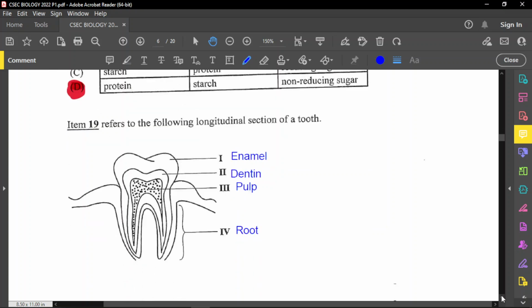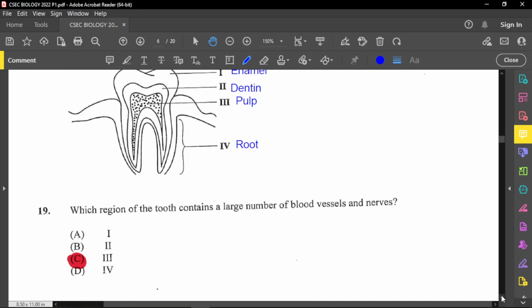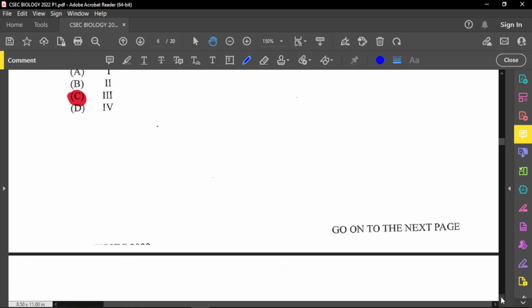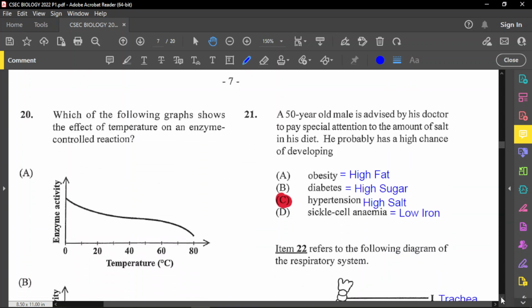For question number 19, again, is a diagram of a tooth, and we already labeled it. So you have the enamel, the dentine, the pulp, and the root. The question asks which region of the tooth contains a large number of blood vessels and nerves, and that would be the pulp, which is section 3 of the diagram. Again, there's no need to explain that, as we know that. All right, let's go into other questions. I really want to explain the ones that really need explaining.